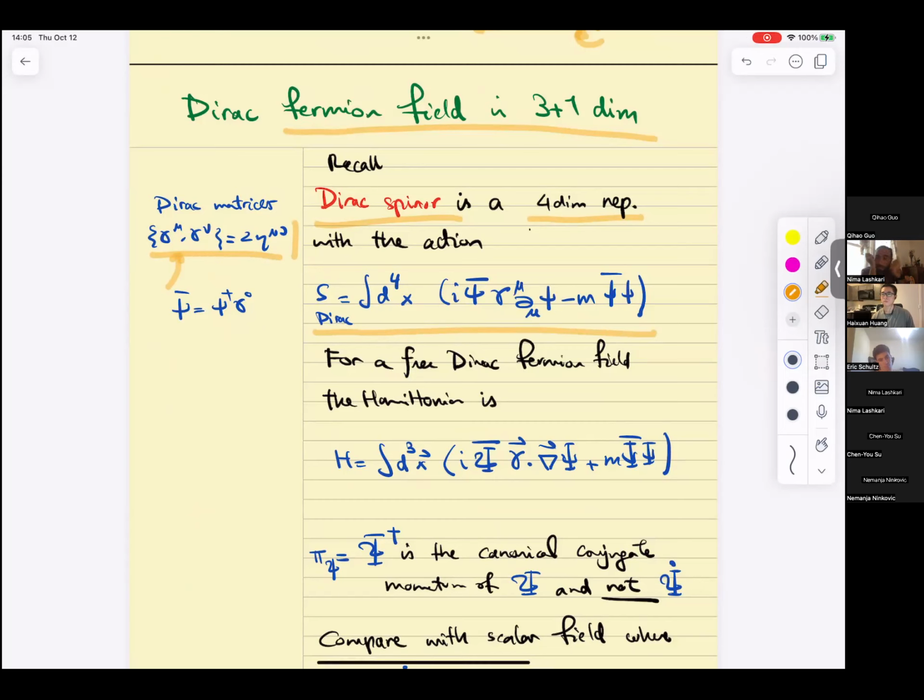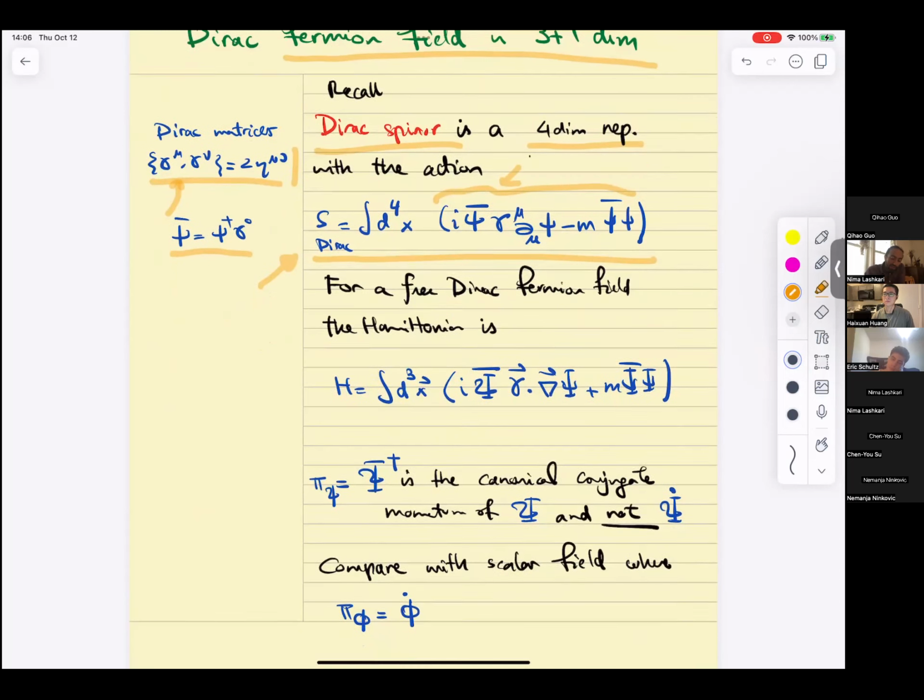Our Dirac action, the spinor action, was an integral over space-time. Of course, it's a local action over a Lagrangian density, which is basically first order: psi bar gamma mu del mu psi. If you recall, psi bar is just psi dagger with gamma 0, a 4x4 matrix, on the right. Good. Is this clear? Hopefully you recall the Dirac equation, the Dirac action. This is the action for a free Dirac fermionic field.